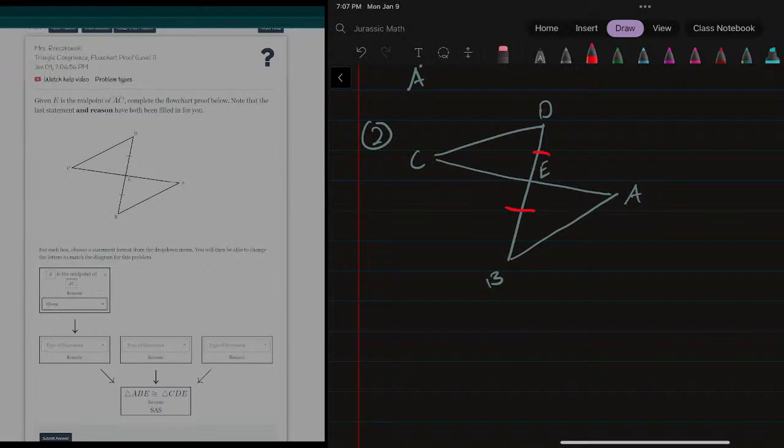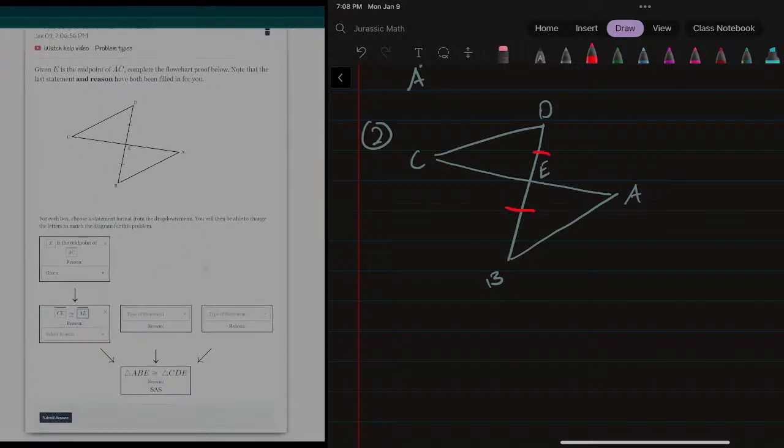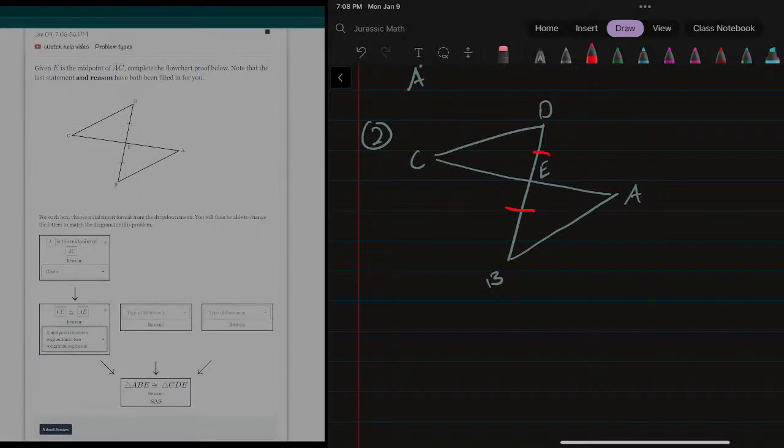So, from there, we now can say E is a midpoint of AC. That means we can state that CE and AE are congruent because of the definition of midpoint. So I'm going to type in midpoint, and there's our only option. A midpoint divides a segment into 2 congruent segments. Now, that's our side. We need our angle.